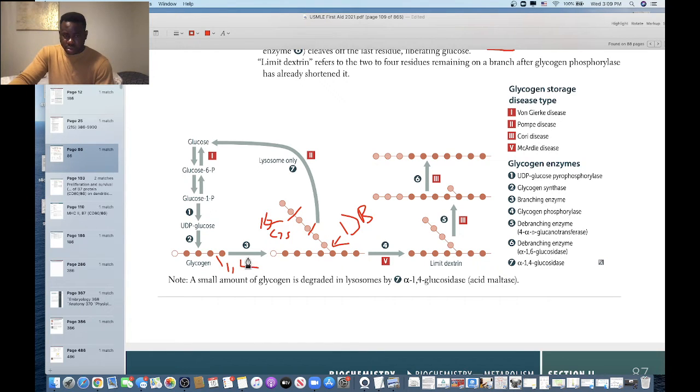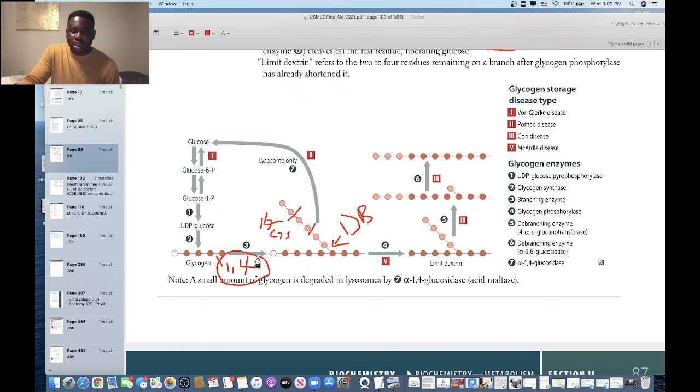1,4 bond, right? Good. Second, that's a 1,4-glucosidic bond. We have an enzyme that will form that. Second, we have an enzyme that will form the branch. That's a branching enzyme. Then at the end of the day, before we can release one molecule of glucose from the glycogen, we need an enzyme that will break this bond.